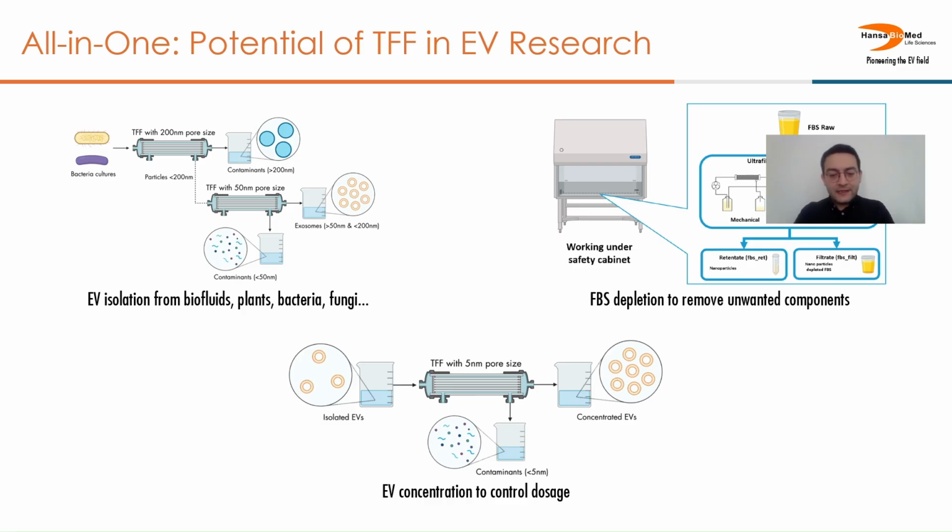But this doesn't mean that you can concentrate only one type of EV with only one type of TFF cartridge, because this is also another advantage of the technique: even 50 nanometer or 200 nanometer pore size cartridges are concentrating the sample while simultaneously isolating EVs. So you can actually reach much higher efficiency in terms of your workflow this way.